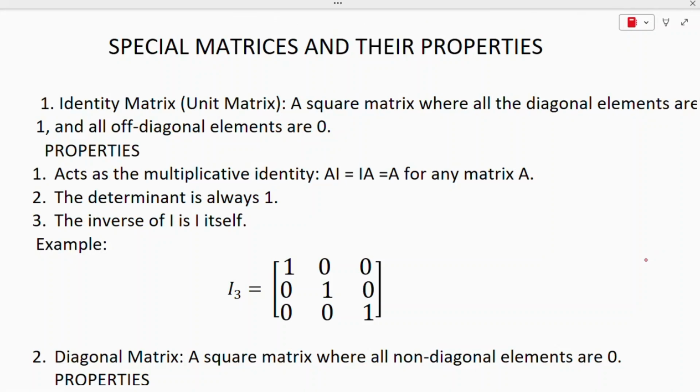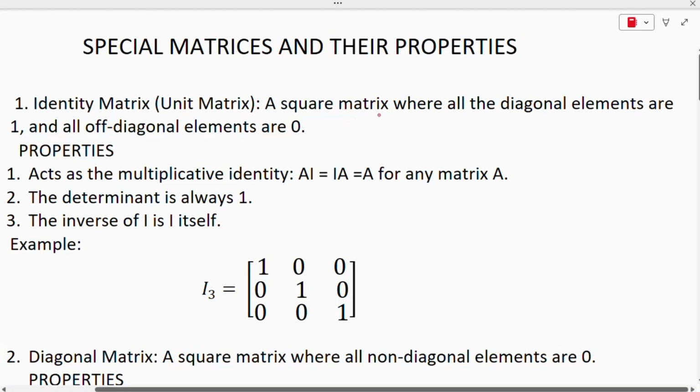So in our previous video on matrices, we talked about the transpose of a matrix. In today's video, we are going to look at the special matrices and their properties. Okay, so the first special matrix we have is the identity matrix, or the unit matrix.